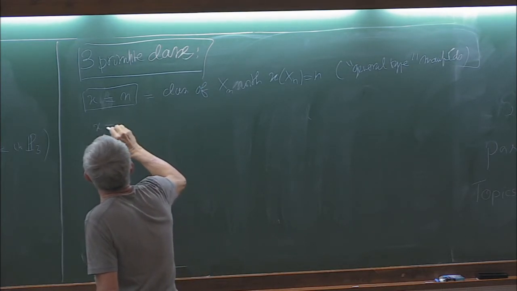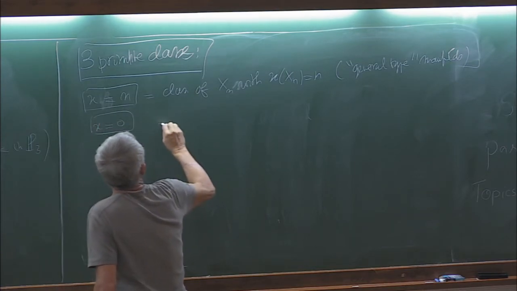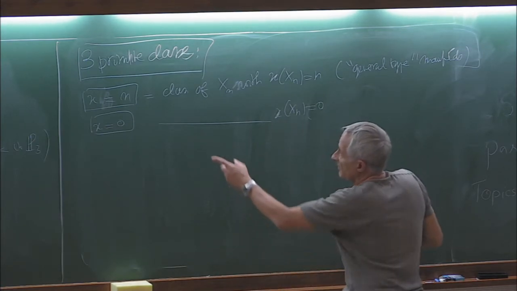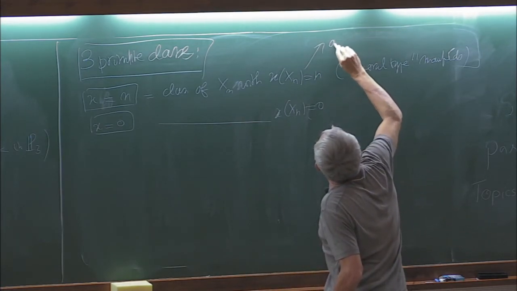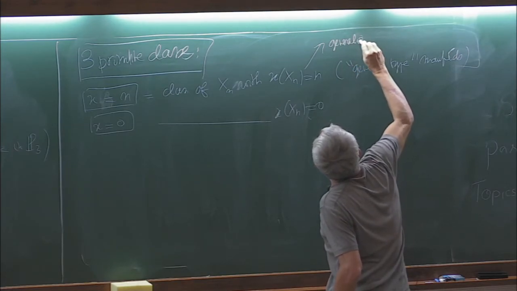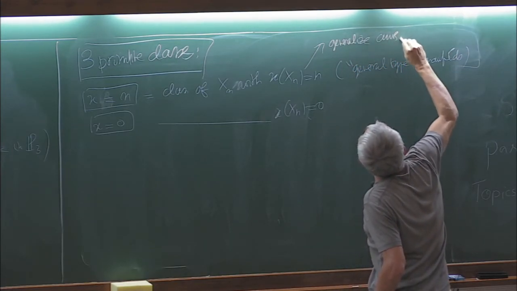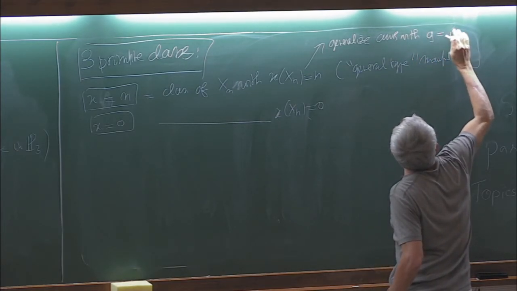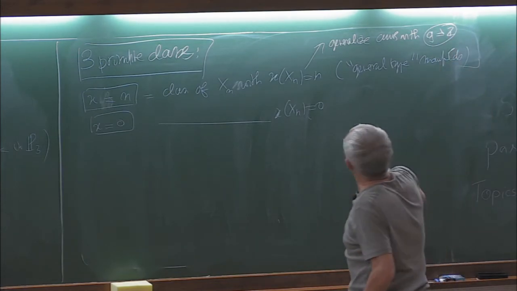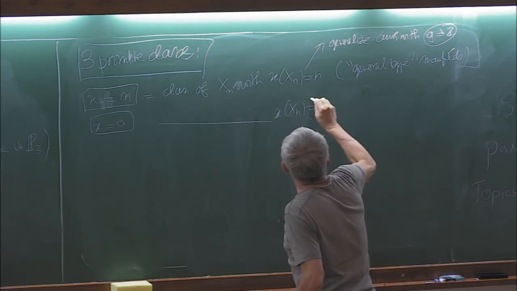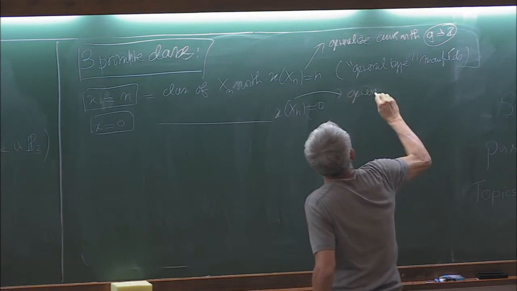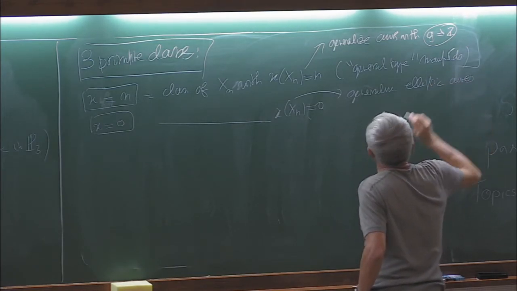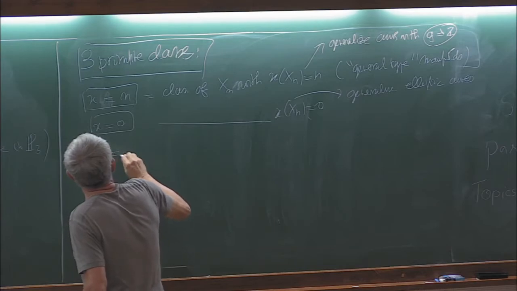Yes. Next, we have kappa is 0. This is the class of manifolds with kappa of X_n equal to 0. So they have no name. And so they generalize curves with g is 1, as opposed to g greater than or equal to 2. Here they generalize elliptic curves. This is a big generalization.